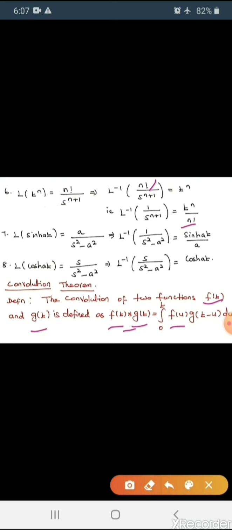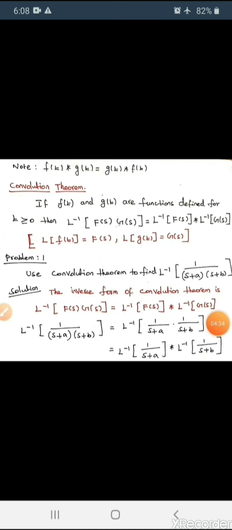In g of t you have to replace t by t minus u. After replacing, we want to integrate with respect to u. This is the definition of convolution of two functions f of t and g of t. One note: f of t convolution g of t is the same as g of t convolution f of t. Now let us see the convolution theorem.